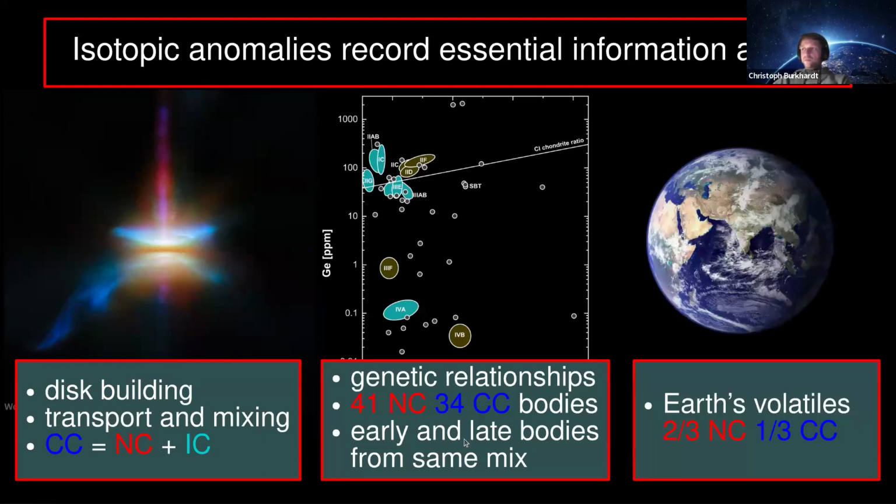And lastly, we took isotope anomalies as a proxy to infer something about the heritage of Earth's volatiles, and found that about 2/3 of volatiles in Earth are from the NC reservoir and about 1/3 from the CZ reservoir.